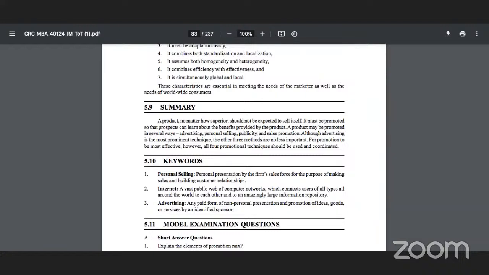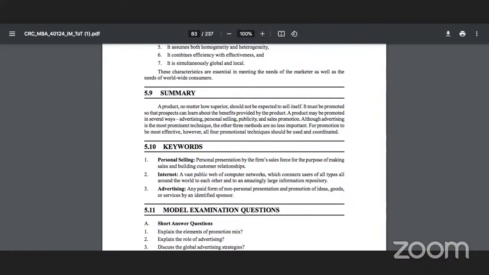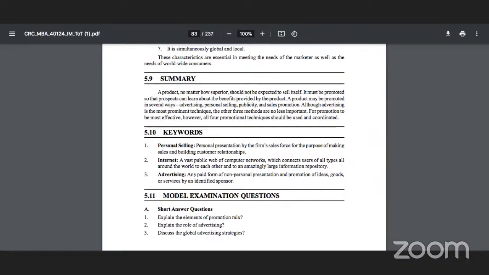So a product may be promoted through advertising, personal selling, publicity, or sales promotion. And although advertising is the most prominent technique, the other three methods are no less important. And ultimately, for promotion to be most effective, all four promotional techniques should be used and coordinated depending on A, what is your product, B, what is your home country and host country, restrictions, legal guidelines that are being set, what are the social cultural demographics of the ultimate potential buyers, what are your competitors doing, are there industrial standards, is your product going to be sold as a one-off case or is it going to be sold across different countries and regions which needs a certain level of standardization.